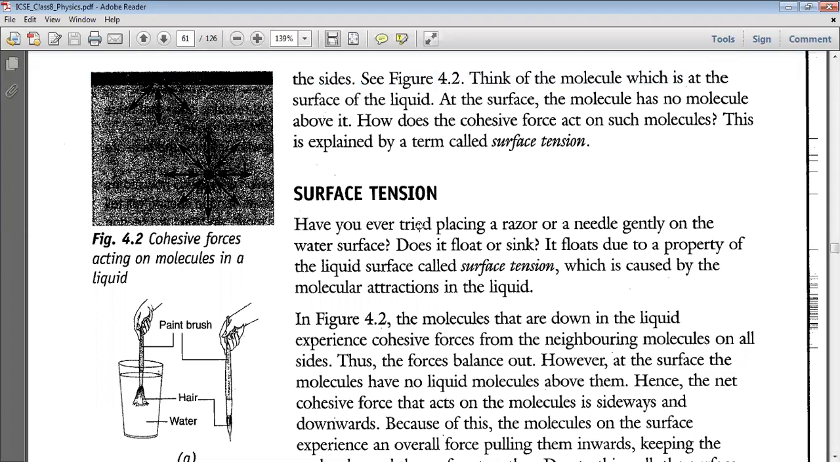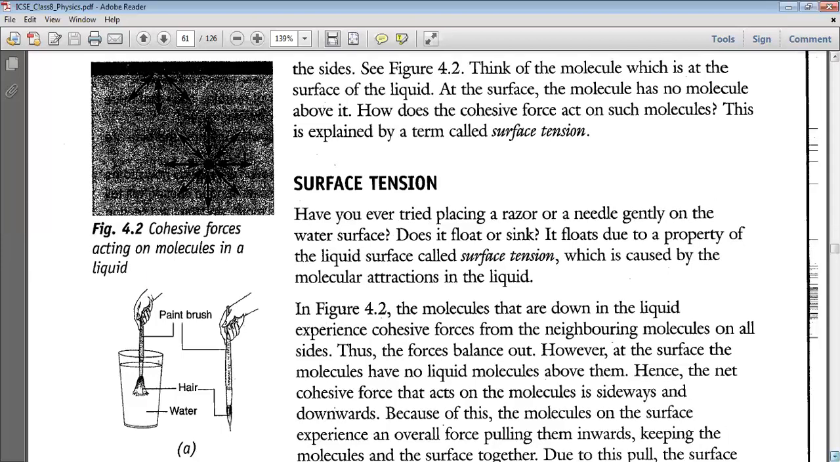Have you ever tried placing a razor or a needle gently on the water surface? Does it float or sink? Surprisingly, if you keep it gently, it will actually float due to the property of the liquid surface, which is called surface tension. So if you keep a razor or a needle gently on the water surface, it will actually float. Very interesting. Let us understand how it happens.